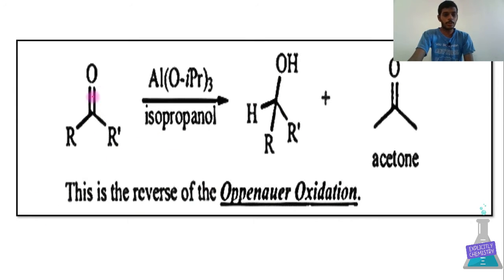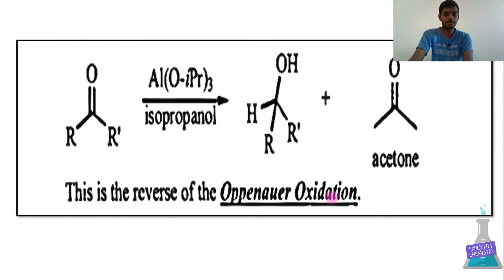Here this is a ketone which is treated with aluminum isopropoxide. In presence of isopropanol, the alcohol is obtained and acetone. This reaction is the reverse of the Oppenauer oxidation.